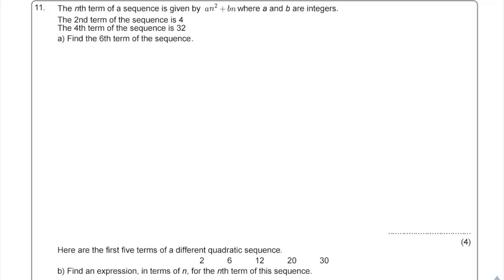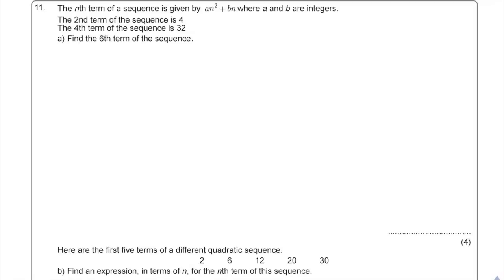Okay, so in order to find the sixth term of the sequence, first we need to work out what the nth term is. So we know that it's in the form of an squared plus bn, but we don't know what those values of a and b are. So we're going to have to work those out first. And we can do that by using the information that we've been given in the question.